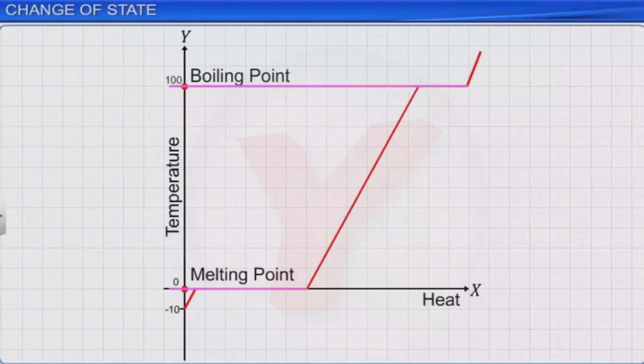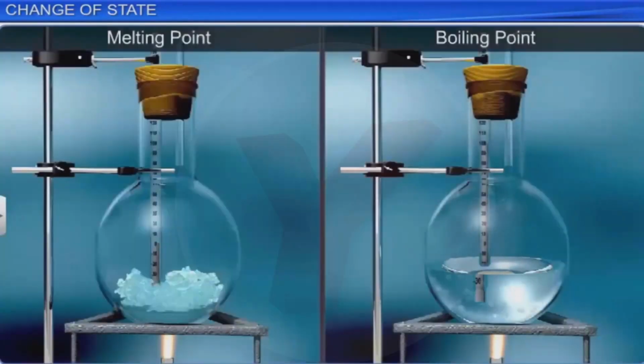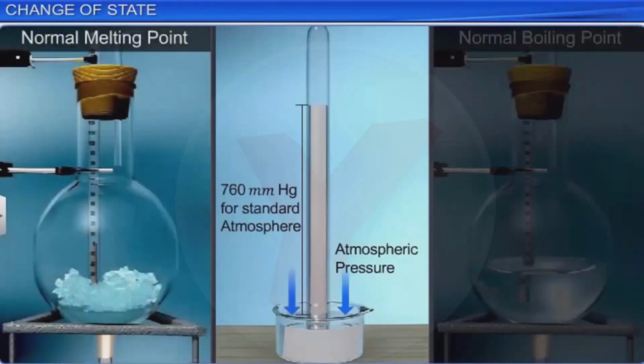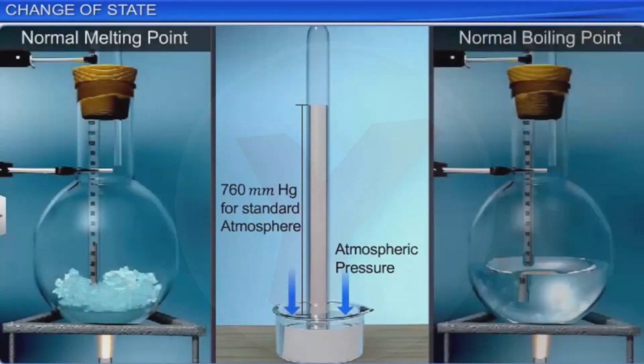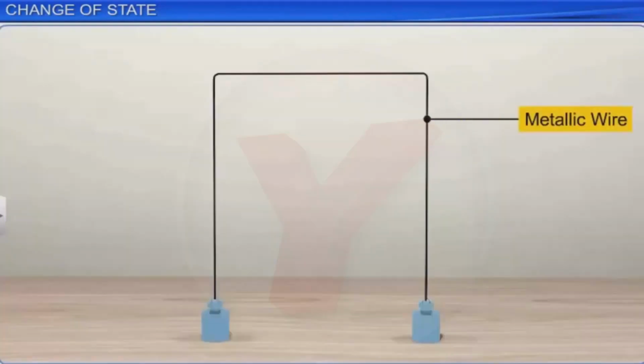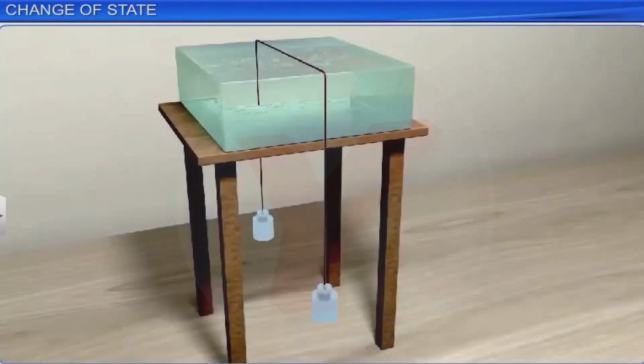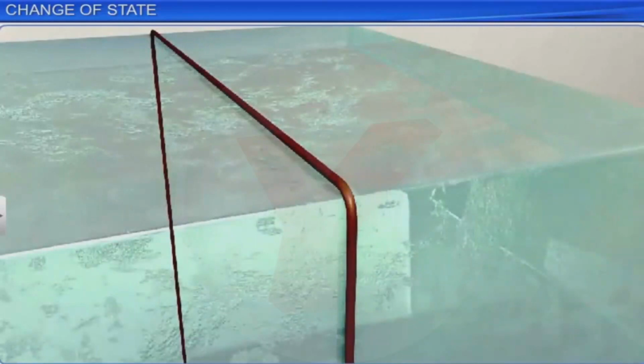The melting point and boiling point of a substance depends on pressure. If measured at standard atmospheric pressure, they are called normal melting point and normal boiling point. For example, the melting point of ice decreases with an increase in pressure. If a metallic wire with 2 masses tied to both ends is placed on a slab of ice, we observe it passing through the slab.